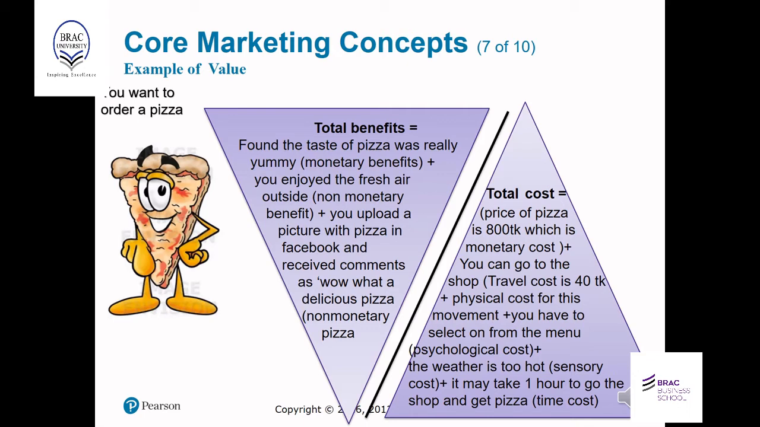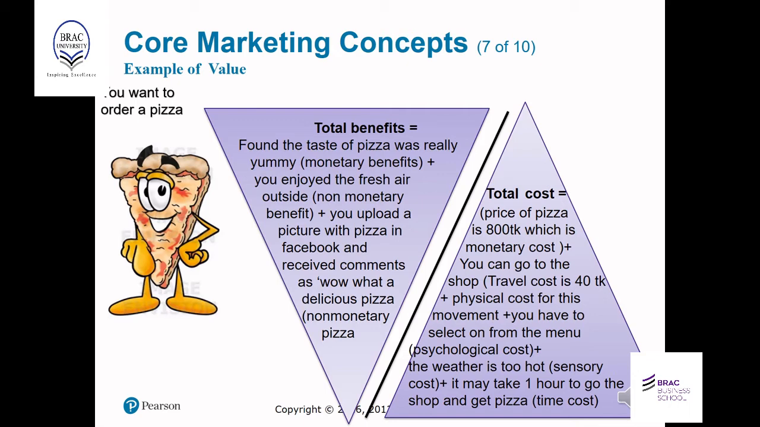Then you upload a picture with the pizza on Facebook, and your friends come up with lots of messages like, wow, what a delicious pizza. So that one could be another non-monetary benefit. Then to get these benefits, what are the costs you have to bear? So the price of the pizza is 500. That is your monetary cost. The payment you make, that is your monetary cost.